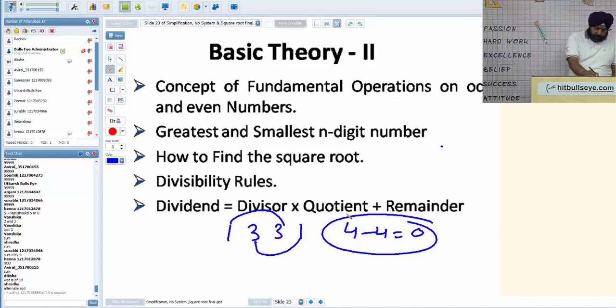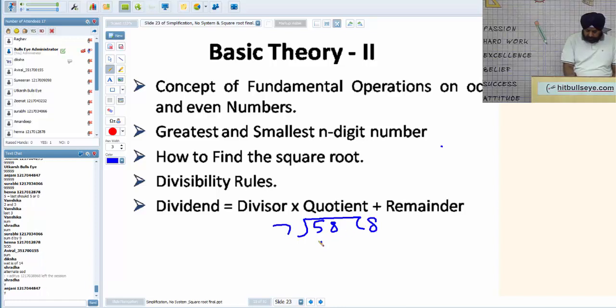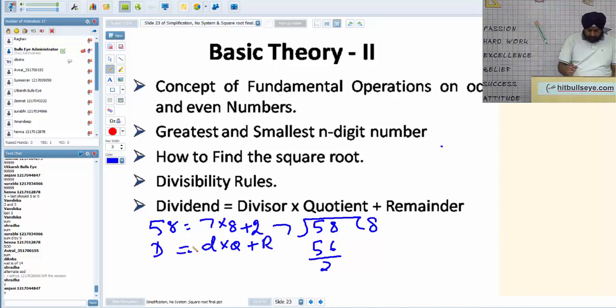I hope you understand the basic concepts: dividend, divisor, quotient and remainder. You should know these things. Let me revise. 58 divided by 7: 7 eights are 56, remainder 2. So 58 can be written as 7 into 8 plus 2. This is the dividend, this is the divisor, this is the quotient, this is the remainder. The quotient tells us how many times the divisor is contained in the dividend. So D, for dividend, is divisor into quotient plus remainder. I hope you understand this.